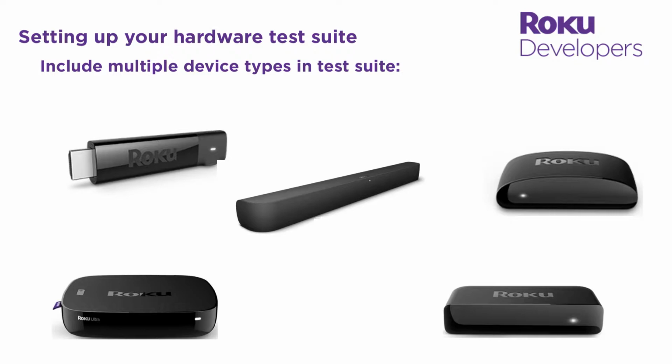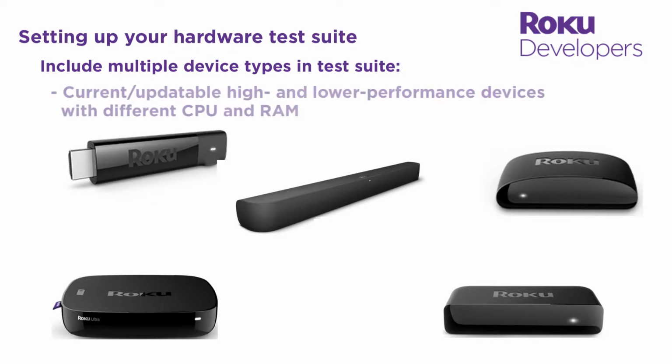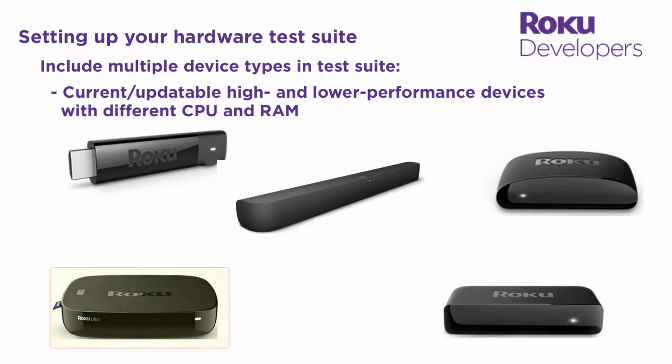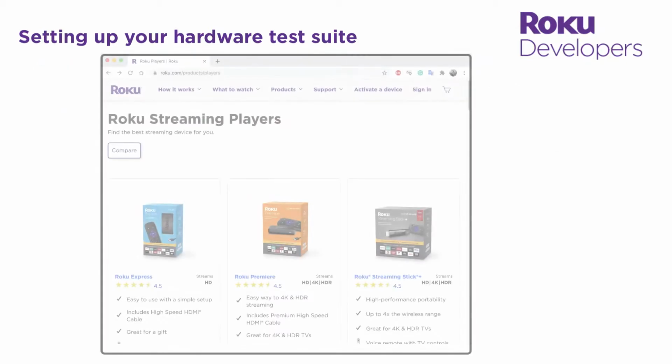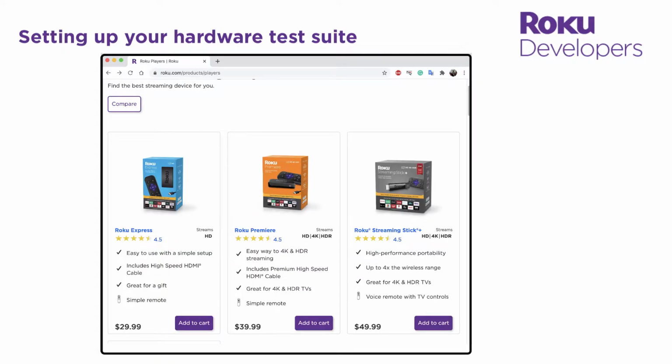Your test suite should include a combination of current and updatable Roku devices with varying performance based on CPU and RAM. This includes the latest hardware with the highest performance capabilities and older or lower performance models that still, however, receive Roku OS updates. You can purchase all current Roku devices from Roku.com.